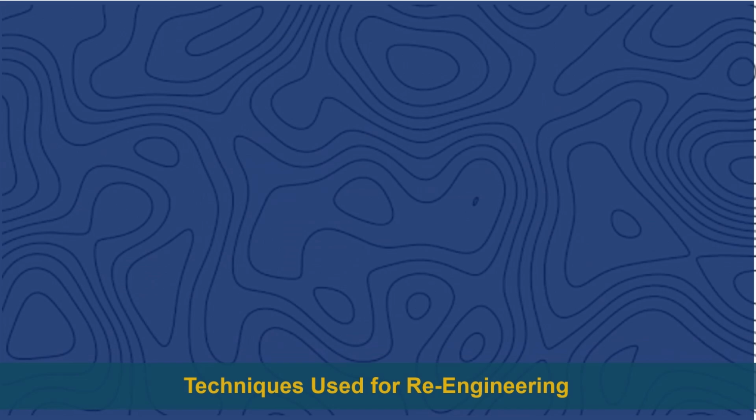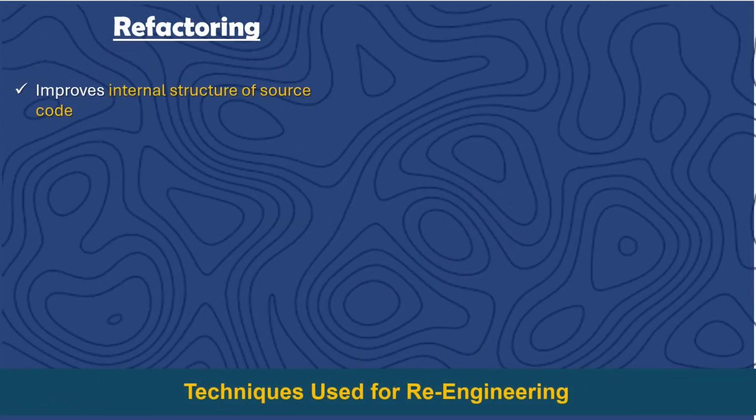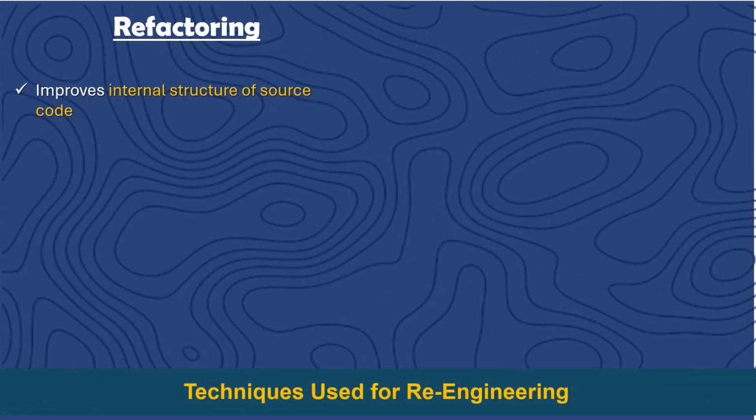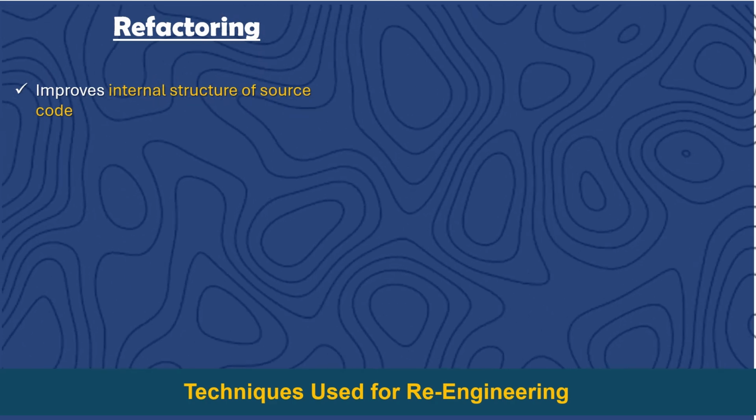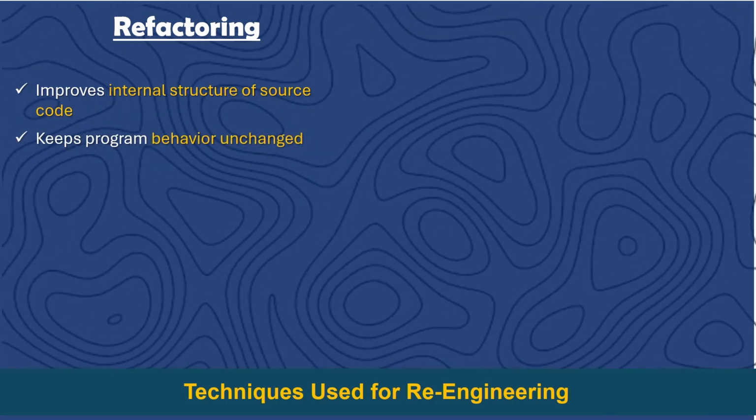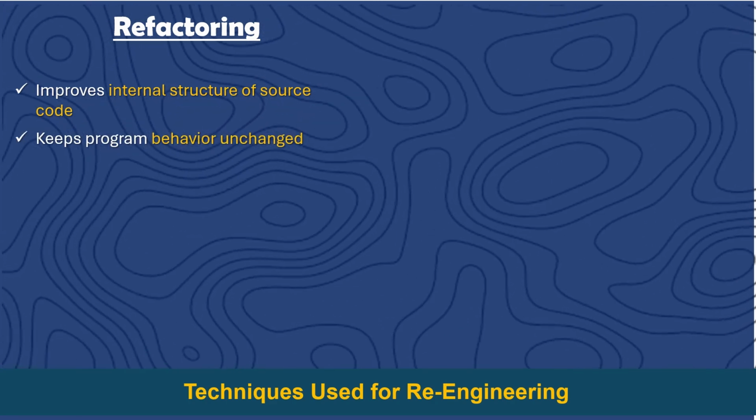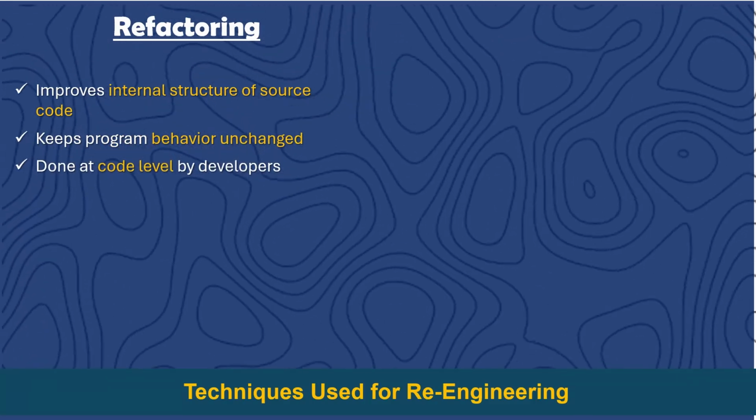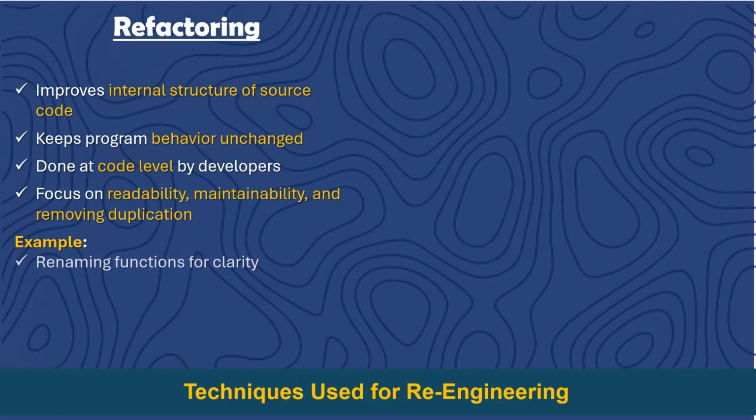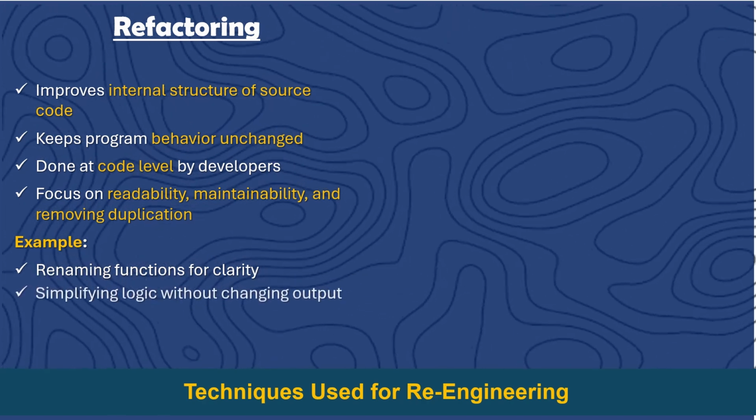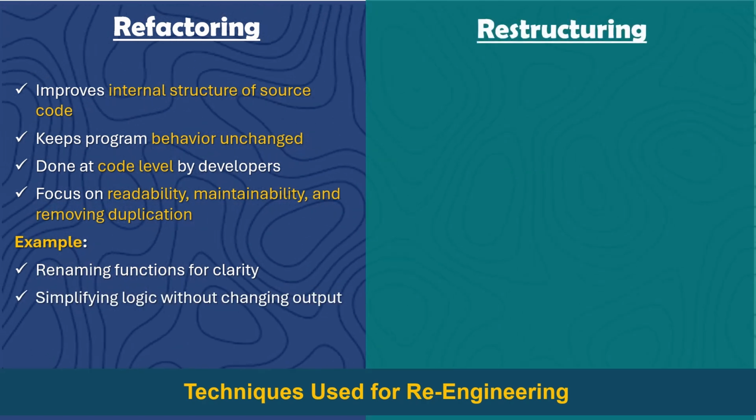While they sound similar and are often used together, they operate at different levels of change and scope within a program. They both mean improving the code without changing what it does, but they are used in slightly different contexts. Refactoring usually refers to improving the internal structure of the source code while keeping its behavior the same, and this happens at the code level. It is done by developers while maintaining the source code, and the focus is on readability, removing duplication, improving the design, and improving maintainability.